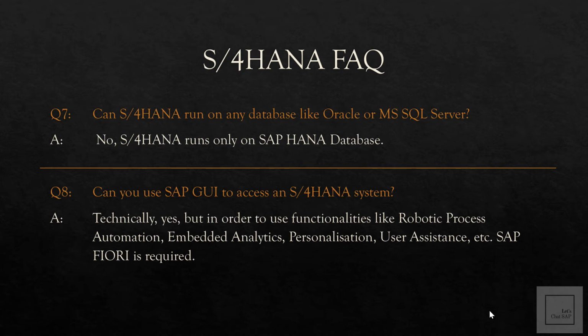S4HANA's predecessor, the SAP ECC system, can run on multiple databases like Oracle, SQL Server, DB2, MaxDB, Sybase, and HANA itself. But S4HANA can run only on SAP's HANA database. It cannot be installed on any other databases.